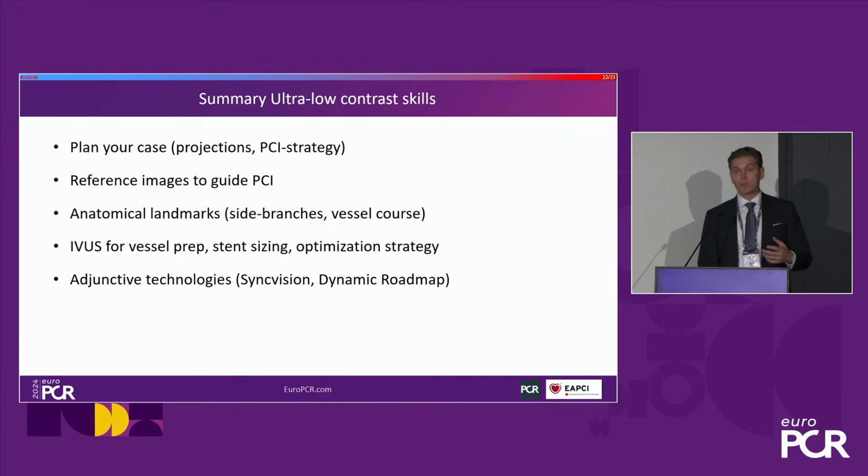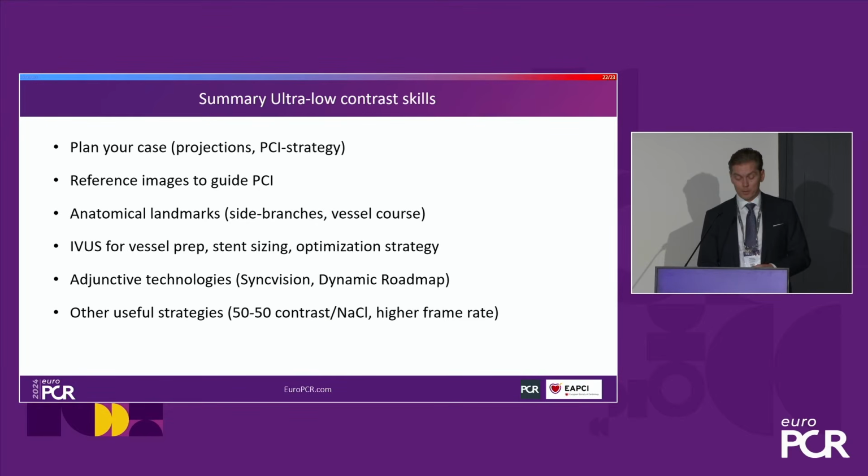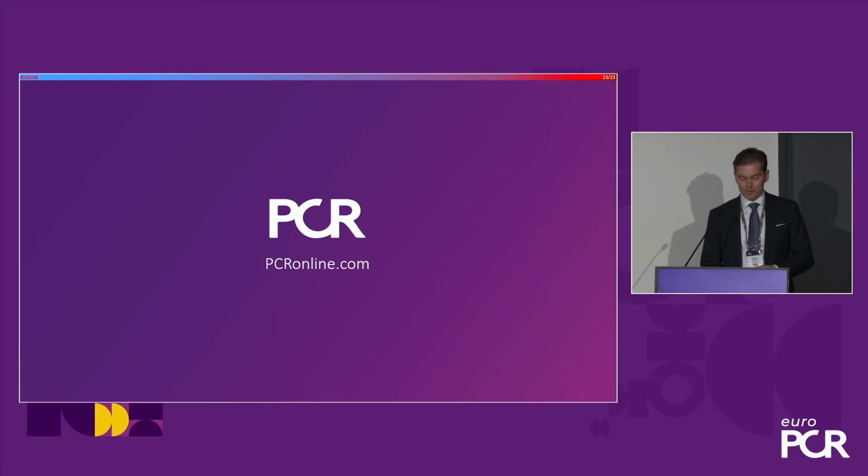Also, there are some really useful adjunctive technologies such as the SyncVision or dynamic roadmap that simplify the strategy when you're doing a PCI with ultra-low contrast. There are some other things I haven't gone through yet today. You can use diluted contrast, of course. Typically, you have to increase the frame rate a little bit to make sure you actually get good opacification. For a typical case, I just use the standard frame rate, but if I would use diluted contrast, I'd probably up the frame rate to 10 or 12 just to make sure. So there's a bit of a trade-off, but in this case, we don't want to use too much contrast. So thank you.